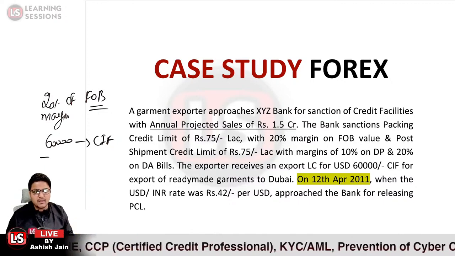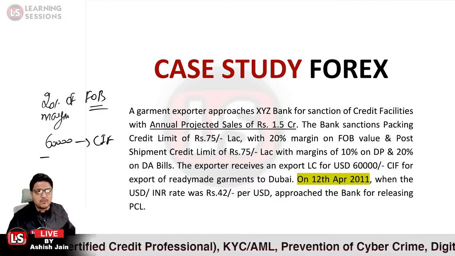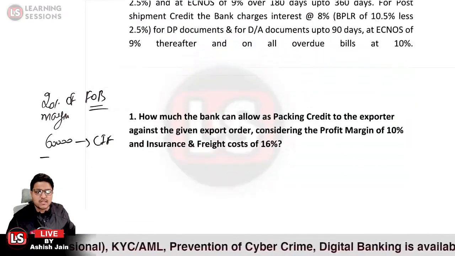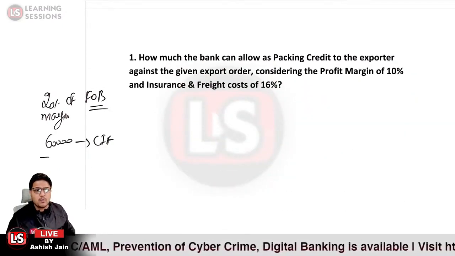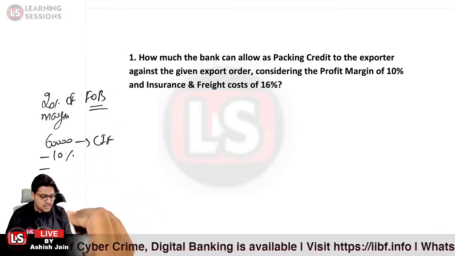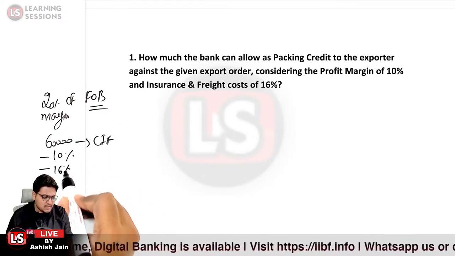We will be deducting the charges out of it. So what charges would these be? It is basically related to the profit margin of 10%, and further the insurance and freight cost of 16%. These are to be deducted.